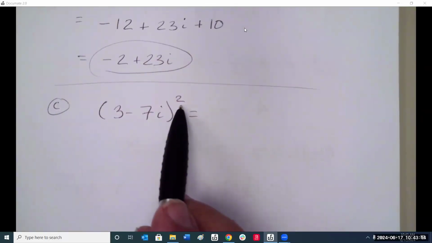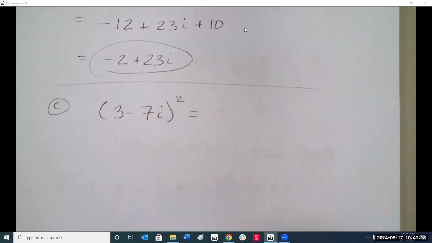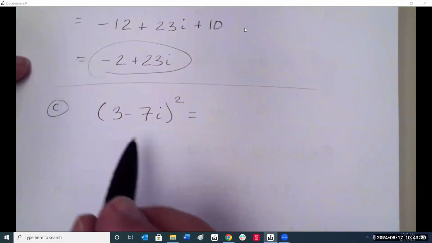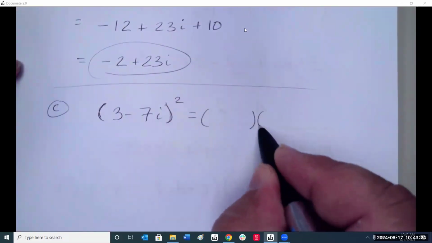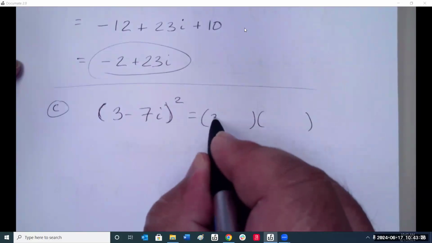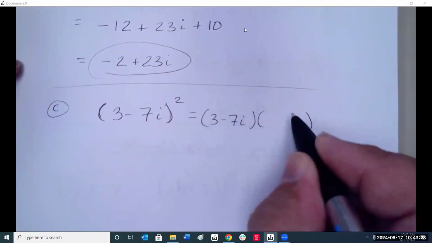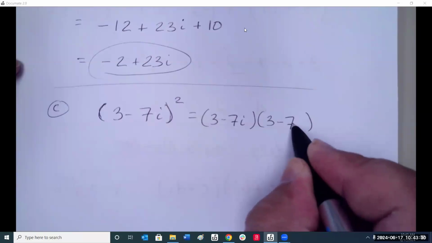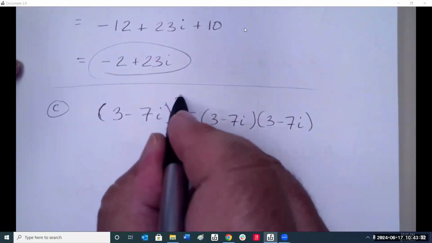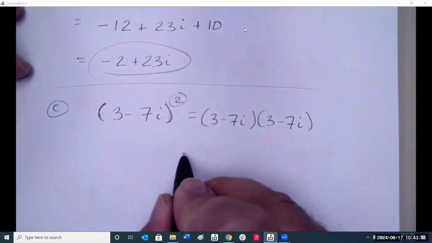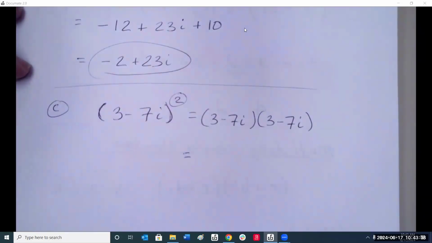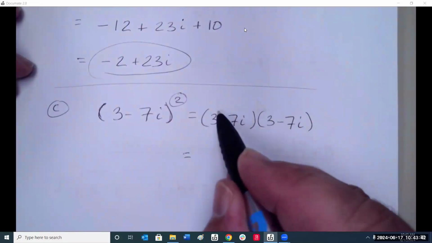What does this mean when it's squared? What's times 2? Right. It's whatever's underneath it. This parenthesis is times itself. So it's 3 minus 7i times 3 minus 7i. This tells us how many times we have to multiply. Then from there, we do what we've been doing. Distribute, our FOIL.